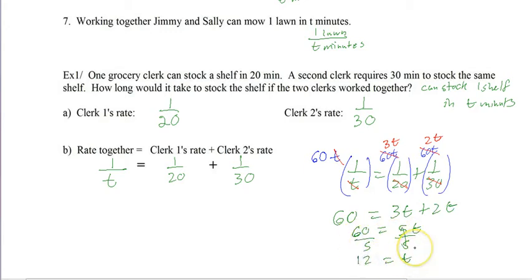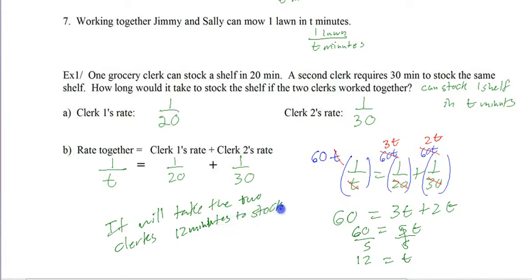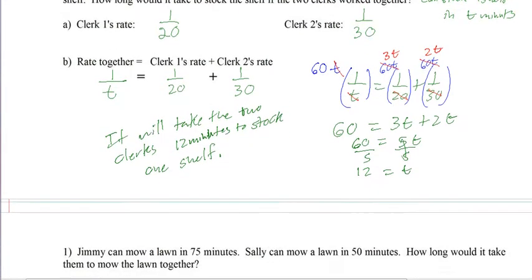T equals 12. And then go back and see what time is. It's minutes. So it will take the two clerks 12 minutes to stock one shelf. And that's it. That's a work problem. So you have them working alone and then working together.